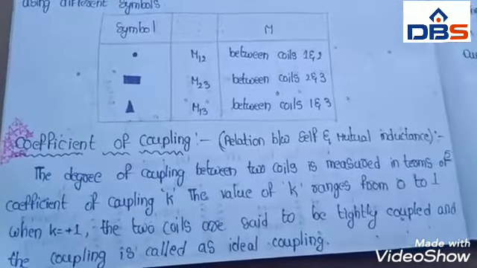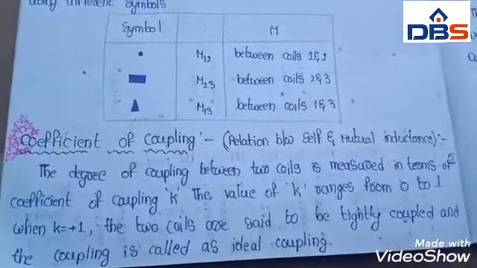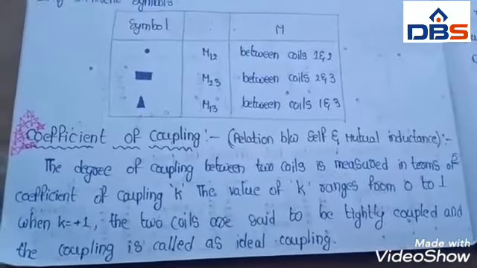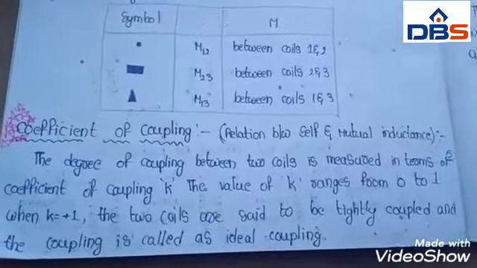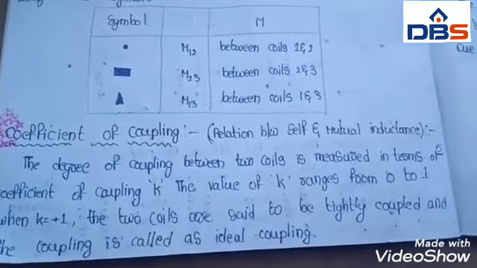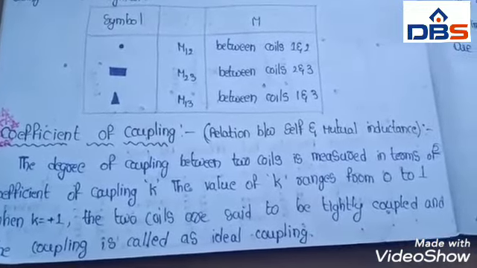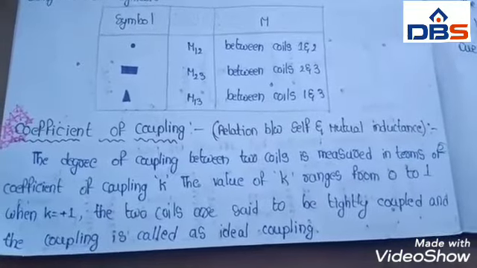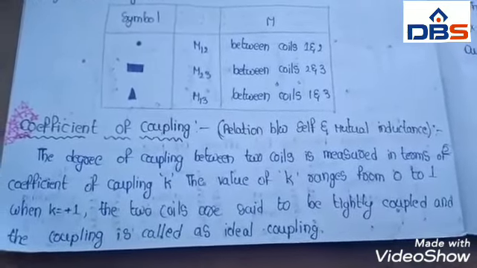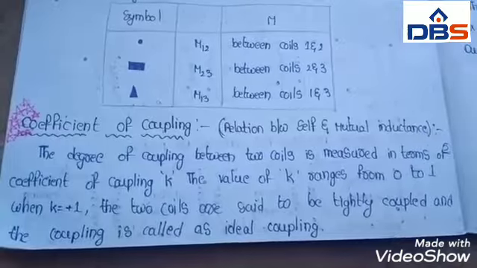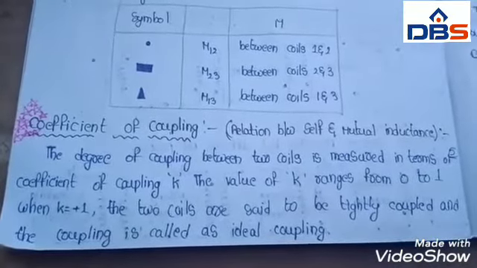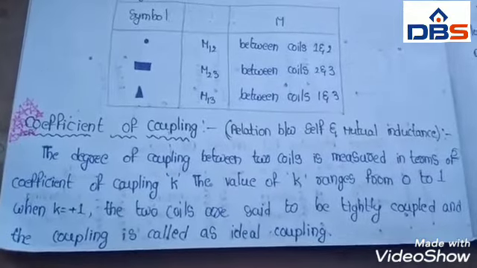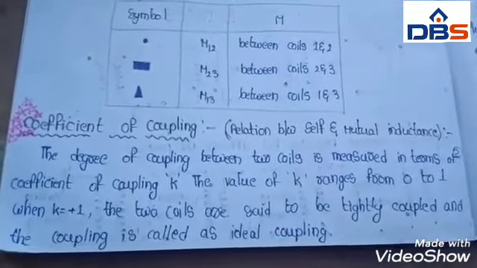Generally, how much of the mutual inductance is traveling from circuit 1 to circuit 2 is given by the coefficient of coupling. That is nothing but the degree of coupling. The degree of coupling between two coils is measured in terms of the coefficient of coupling. The range of K is 0 to 1. The minimum value is 0, the maximum value is 1. When K equals 1, that coupling is called tight coupling, which may be utilized in ideal transformers. So now coming to the derivation part.